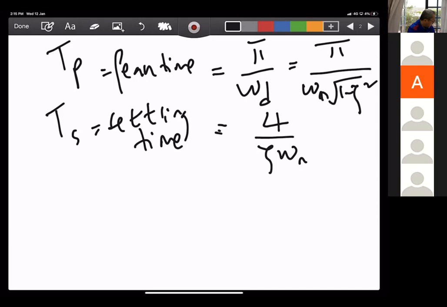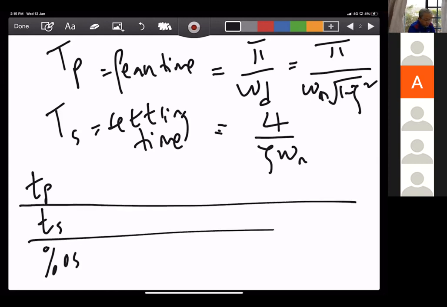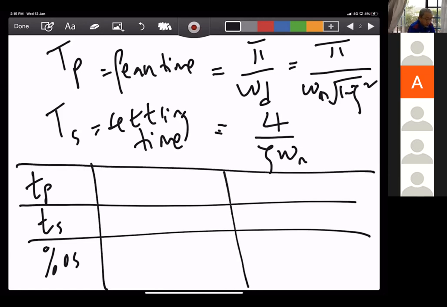Okay. So we compare peak time, settling time, overshoot. So we have a system A and system B. Correct?